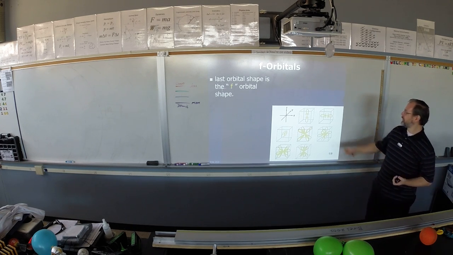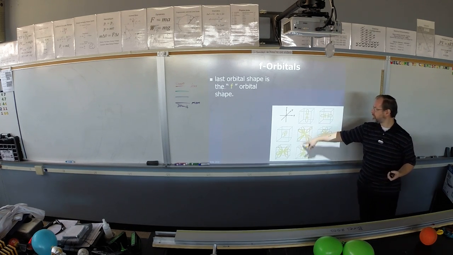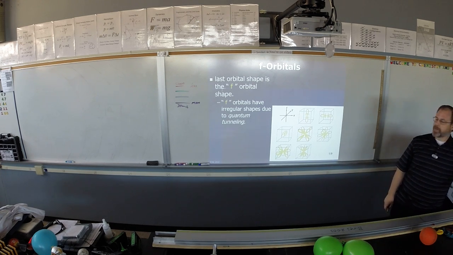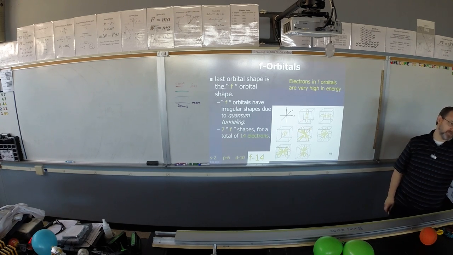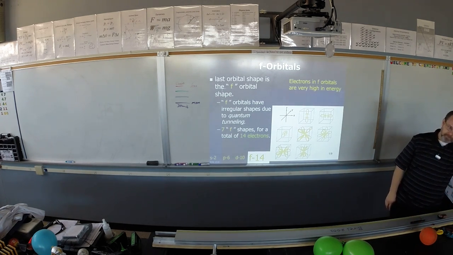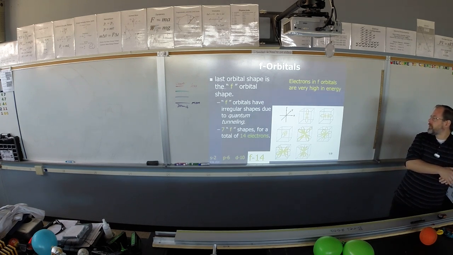And look how cool these look with the little loopies here and the crazy lobes. So anyway, all you really need to know about the Fs is there are 7 of them, and they're very high in energy. You don't have to memorize what they look like. You just have to know that there are 7 of them.